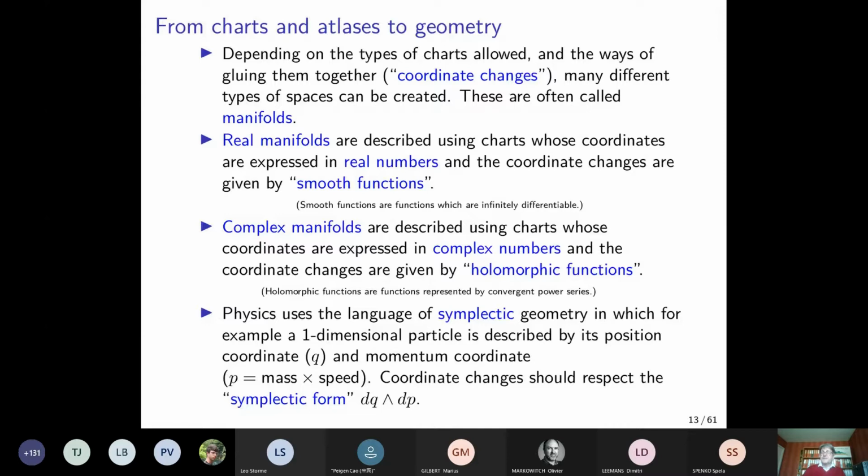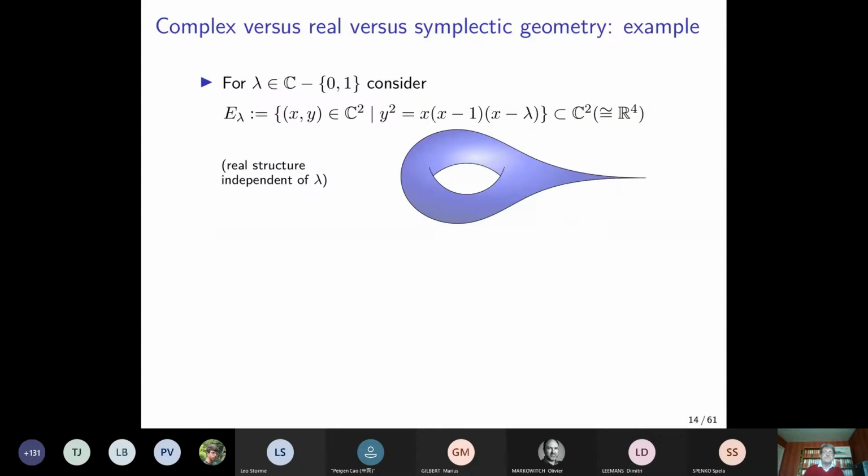The difference between these geometries lies not so much in the kind of numbers they use, but very much in the nature of the coordinate changes. Smooth functions are very flabby, and hence so are real manifolds. Complex geometry, on the other hand, is very rigid because holomorphic functions are very rigid. Symplectic geometry is in between, but much closer to the real side. In the next slide, I will discuss a very simple example in which all these geometries appear. I apologize that this will be a bit more mathematical than most of my other slides.